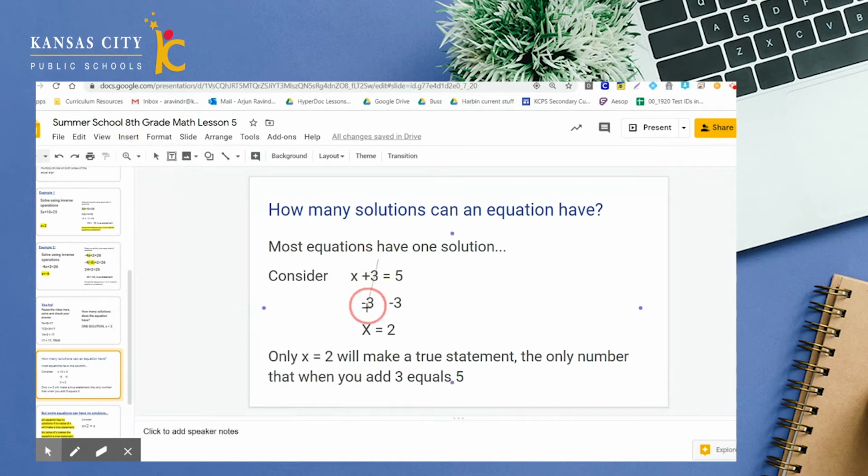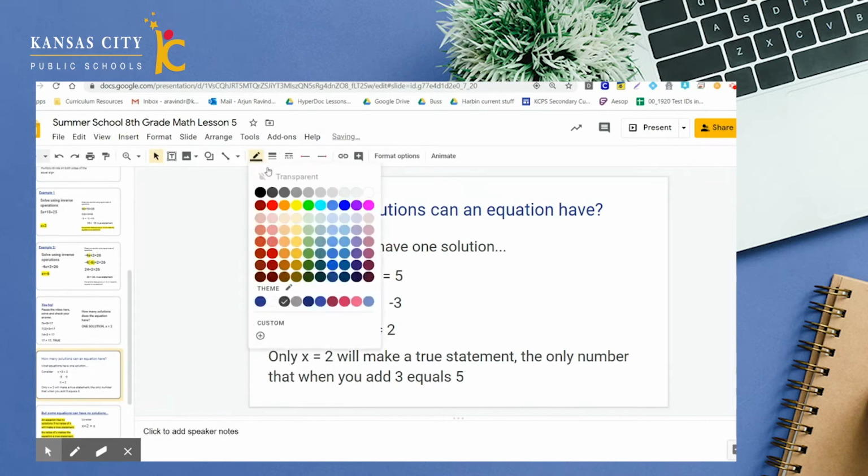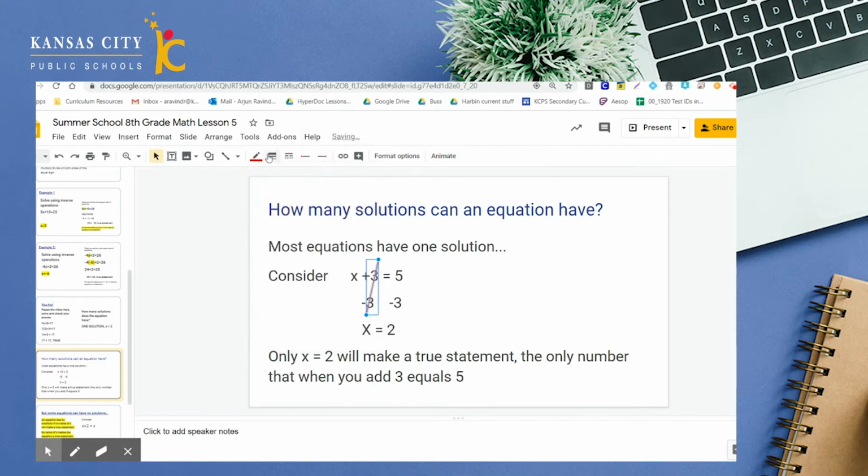Cross these out. This is additive inverse. I'm going to cross those out with a nice red line. Make it pretty bold too, so it really is gone. So those two cross out. When you do that plus 3, they cross out. Maybe a little less bold, like that.